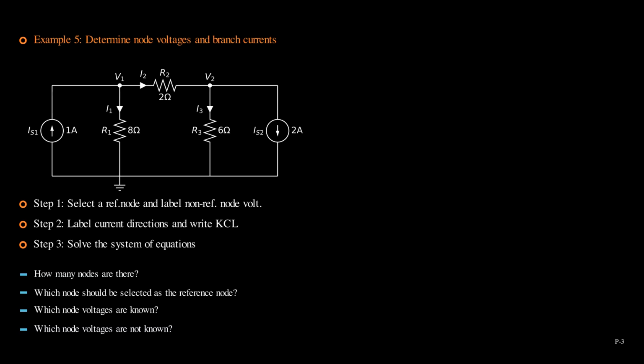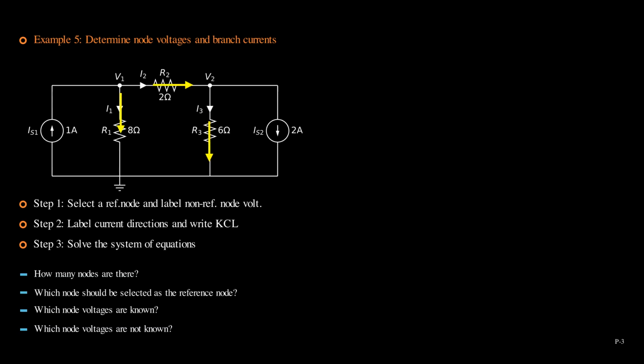There are 3 nodes in the circuit. We selected the bottom node as the reference node. Because there are no voltage sources, the 2 non-reference nodes are both unknown. We labeled them as V1 and V2. For the branches with the current sources, both current directions and magnitude are already given. We just use them. Do not try to use Ohm's law to find their current, which is a common mistake. I repeat, both current directions and magnitude are already given for the 2 branches.